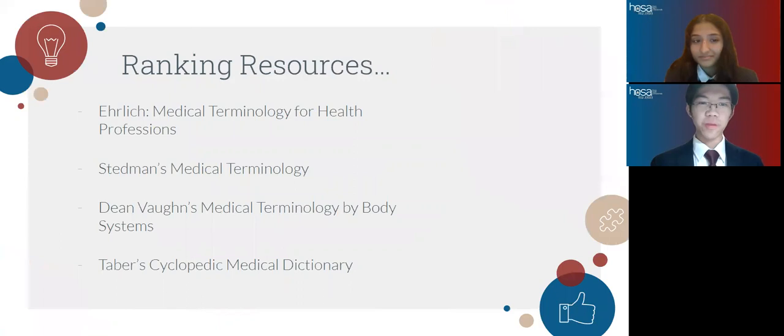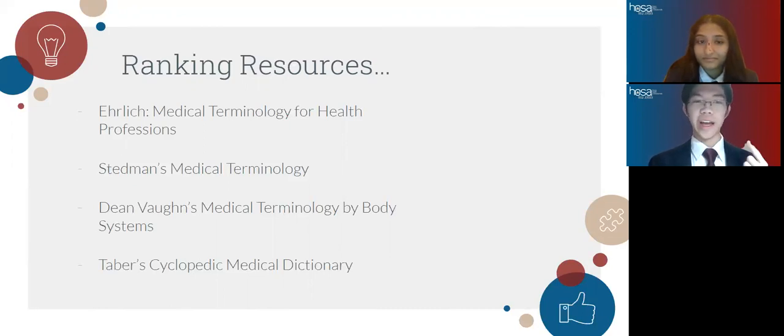Now, back to those first questions about resources and where you'll see each. So here we can see the 4 resources for MedTerm. Ehrlich, Stedman, Dean Vaughan's, which I've actually never used before because that was added this year, and also Taber's Cyclopedic Medical Dictionary. The thing is, resources aren't created equal. That's the thing. And so you need to know where each is going to be used and how much time you're going to spend on using all of them.